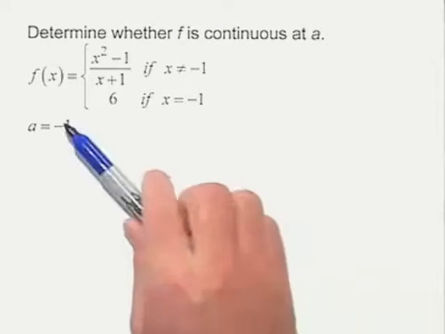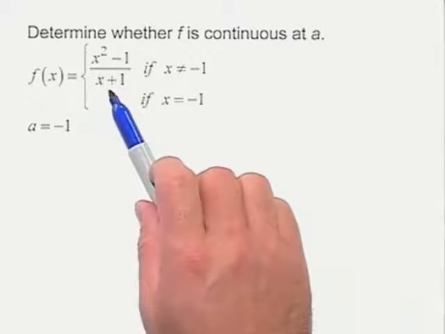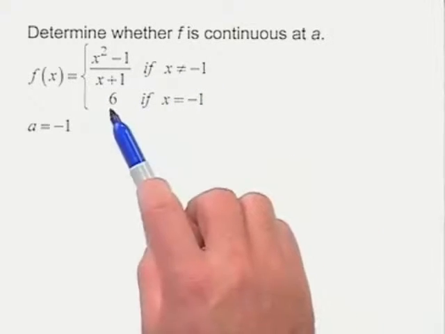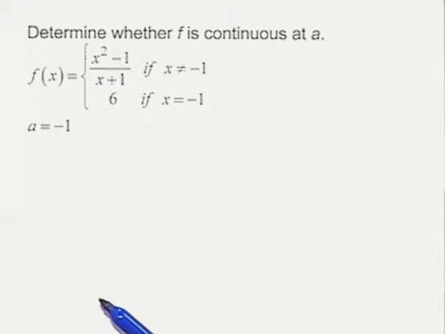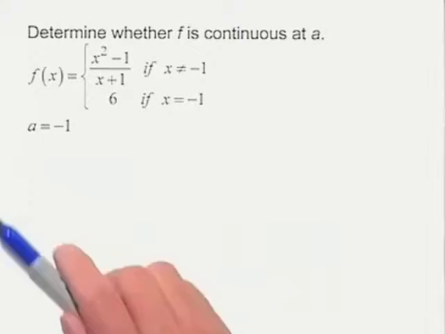Let's determine whether a piecewise defined function is continuous at a point. All right, here's our function. f(x) is equal to (x squared minus 1) over (x plus 1) if x does not equal negative 1. Then the function will equal 6 if, in fact, x does equal negative 1. We need to determine whether or not this function is continuous at the point a equals negative 1.